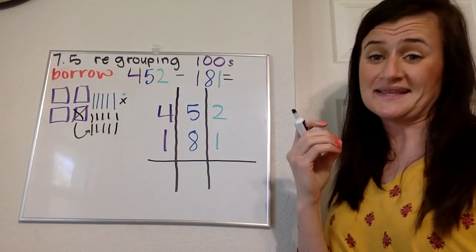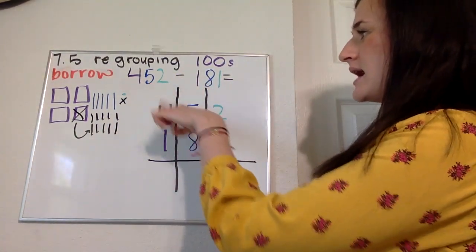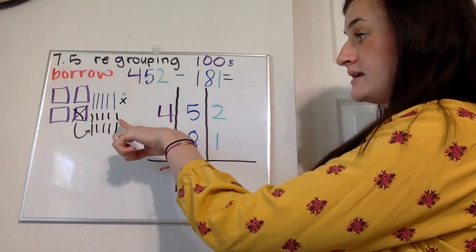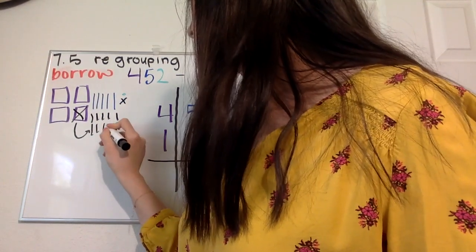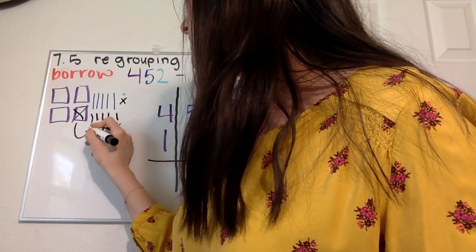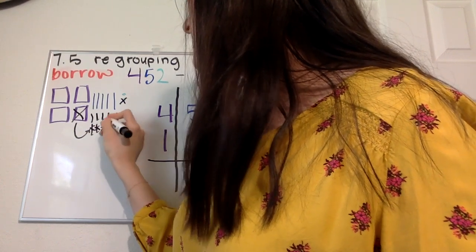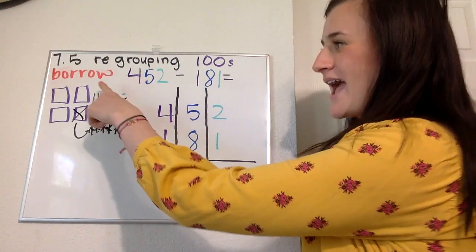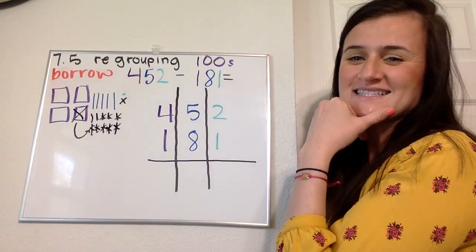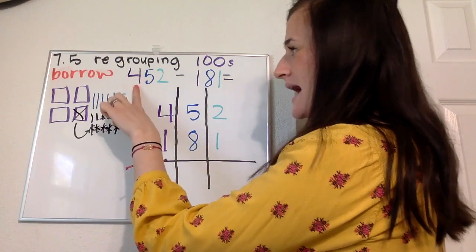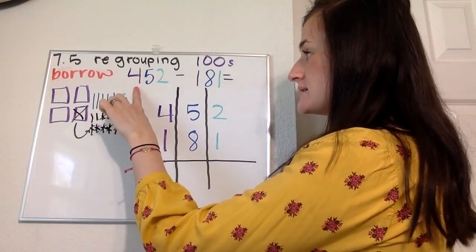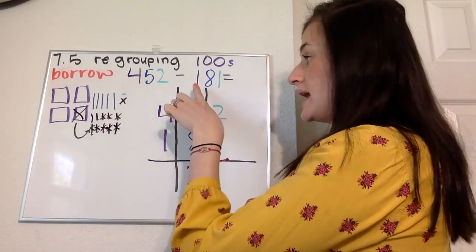Now let's see if I can subtract now. Now I have 15 tens and I need to take 8 away. 1, 2, 3, 4, 5, 6, 7, 8. Now I have 7 tens left, and in my hundreds, I now have 3 hundreds because we borrowed a 100, and I need to take 1 away.